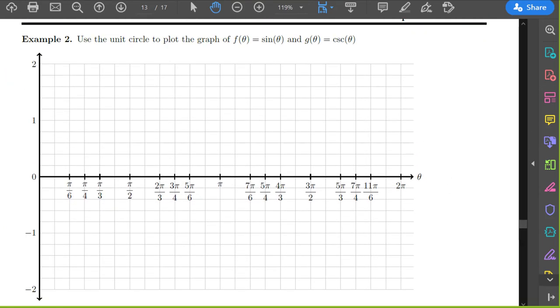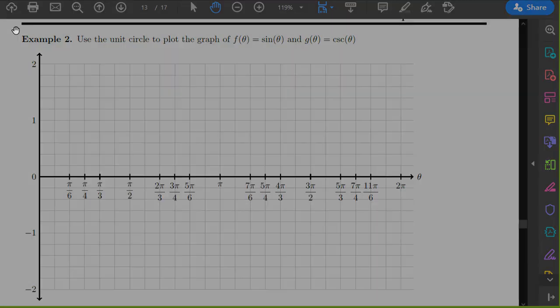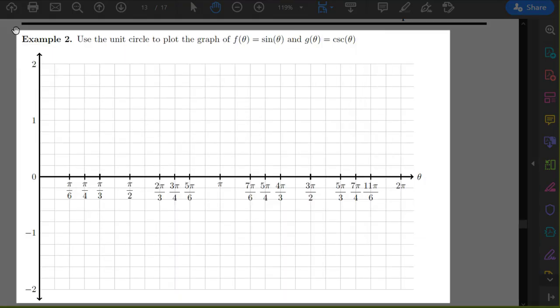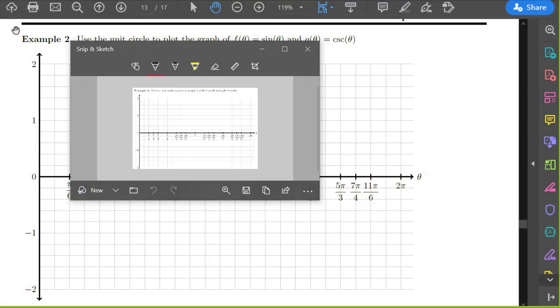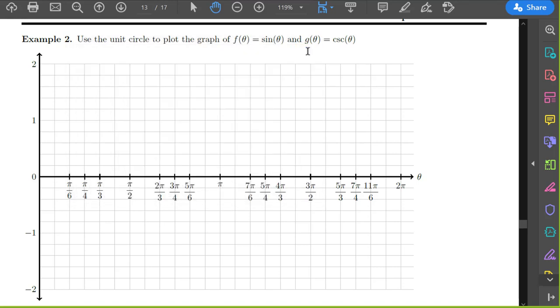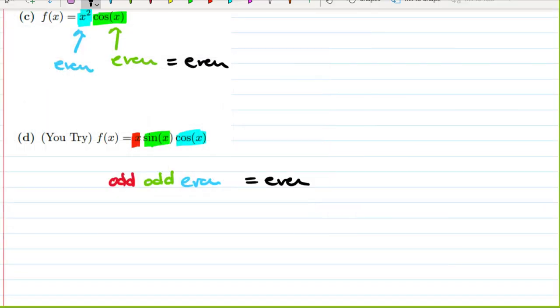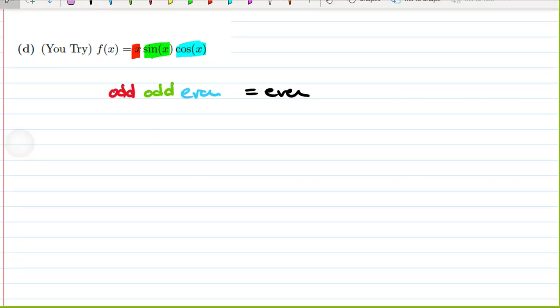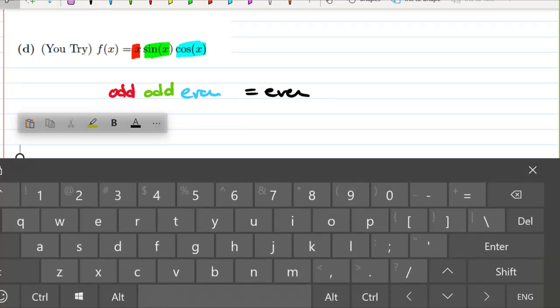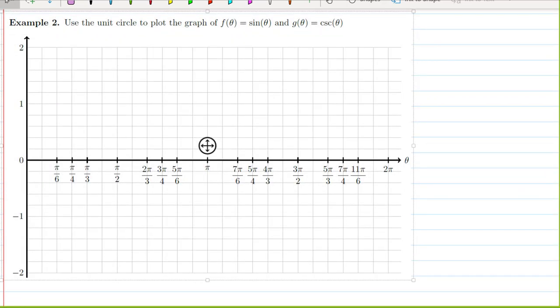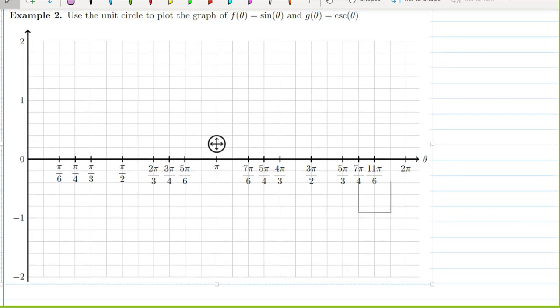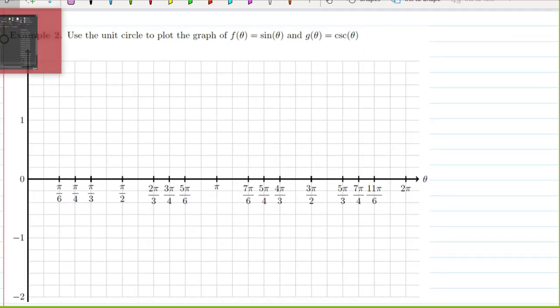All right, so let's take a look at our next example. We want to use the unit circle to plot the graph of sine theta and cosecant theta. So remember, there is a copy of the unit circle inside of Blackboard, which will be helpful.